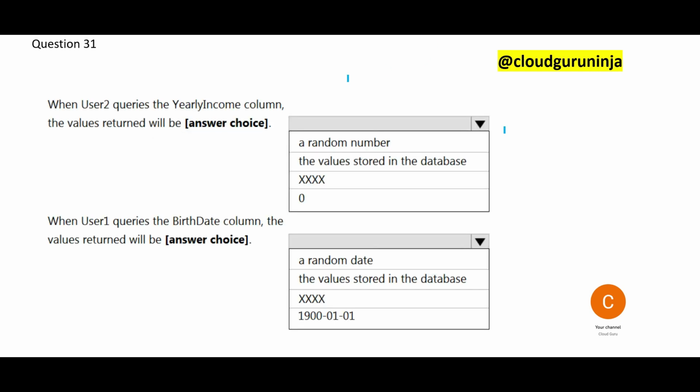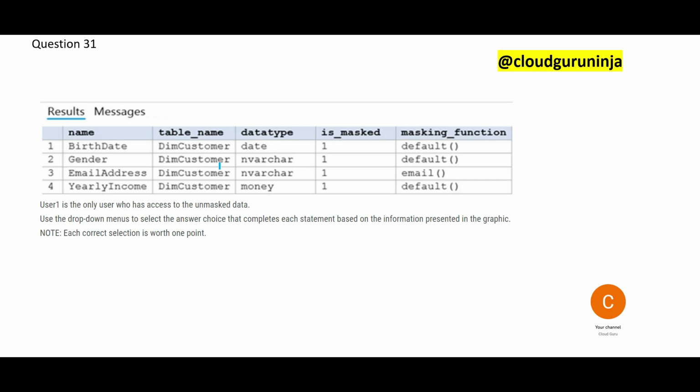If you see, only user 1 has access to masked data. What is masked data? In this list, which field would be masked? Will you mask gender, birth date? No. The first thing you will mask is yearly income. Do you want your yearly income to be visible to the public? You don't want that, right? Do you want your relatives to know your annual income? You don't want that. So user 1 is the only one who has access to the unmasked data.